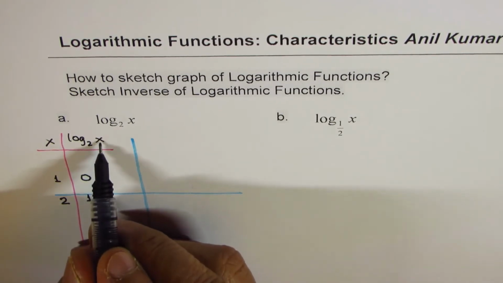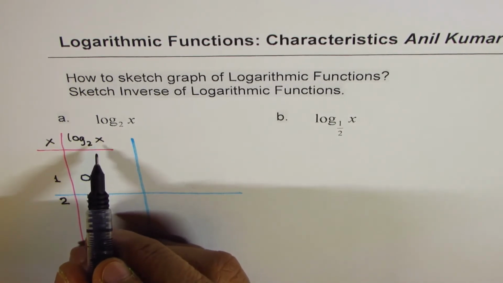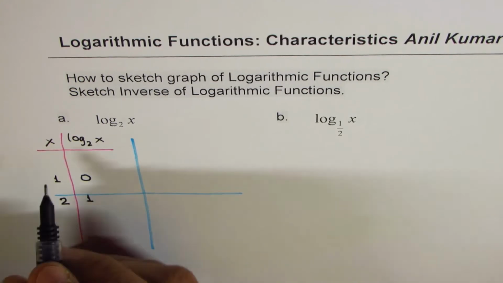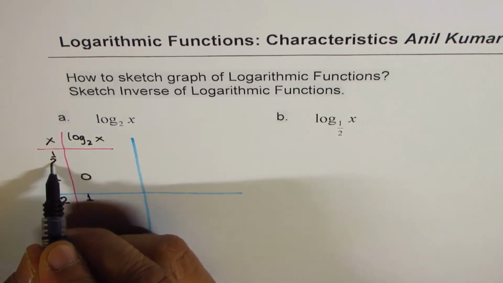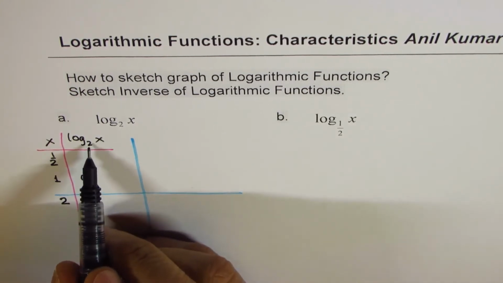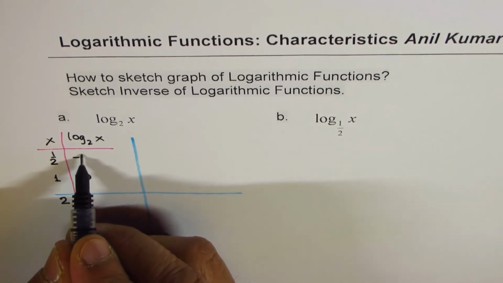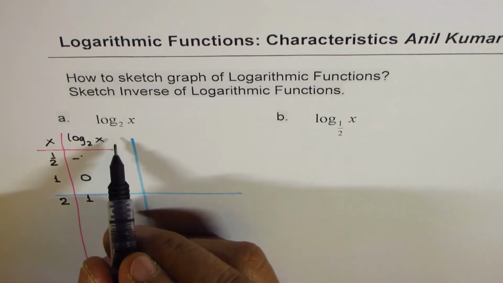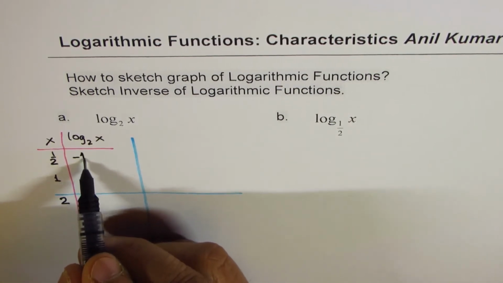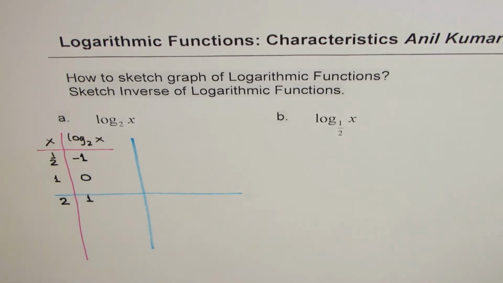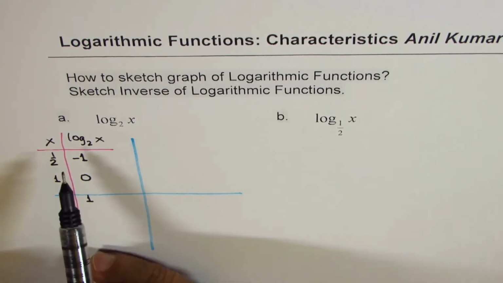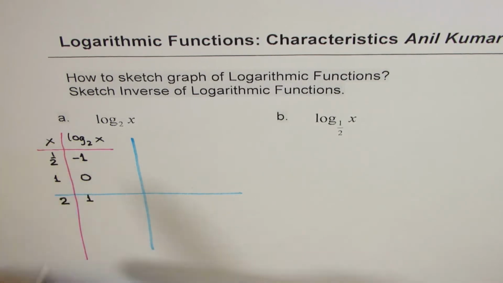If I take x as, let us say, half, then what happens? So we have to figure out 2 to the power of what is half. We know it is minus 1. 2 to the power of what is half? It is minus 1, right? 2 to the power of minus 1 is half. So that gives you a good view of how the graph may look like.